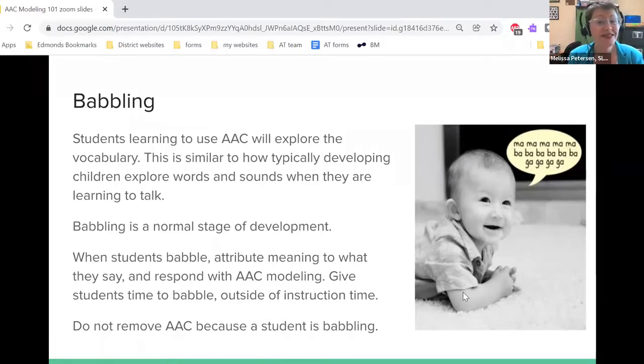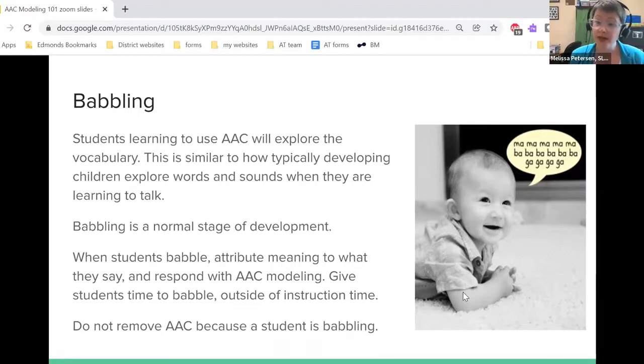And we see the same progression in kids who are using AAC a lot of the time, especially if they're using an iPad that has voice output where it talks for them. Kids will just play. They'll find words, they'll explore words. They might say the same word over and over and over again. And that is a normal stage of language development. It's not something we want to stop. It's actually something we want to encourage them to do.